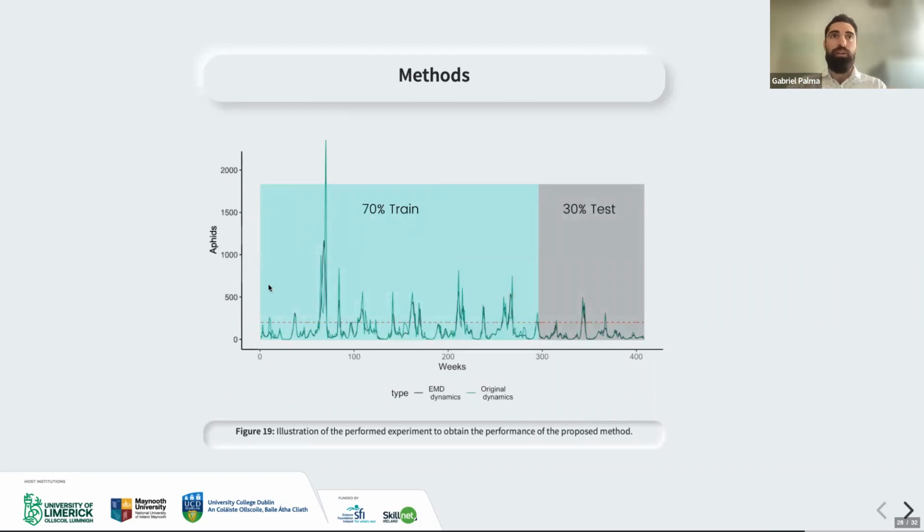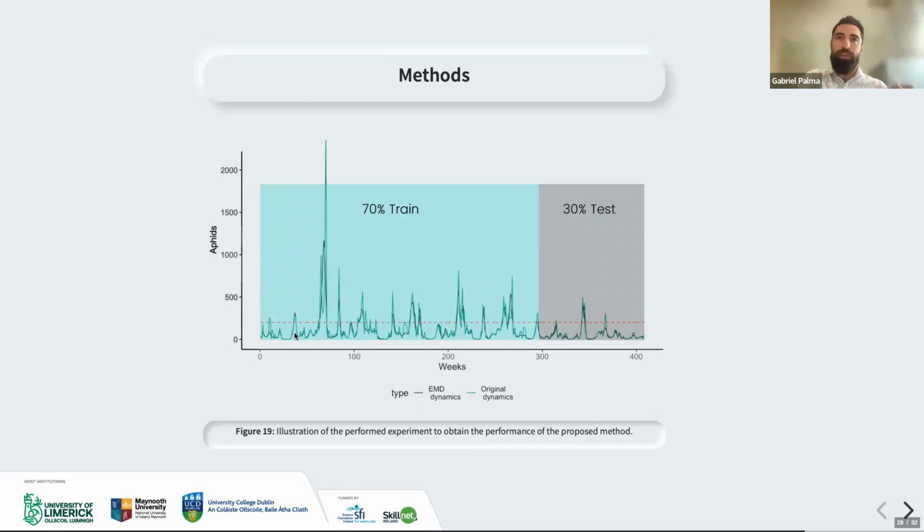Just one topic more: here we have two time series. One is decomposed, another is original, so we can have two values. The next slide that I'm going to show you has the accuracies based on the original time dynamics and also on the decomposed dynamics. So we do that separately.